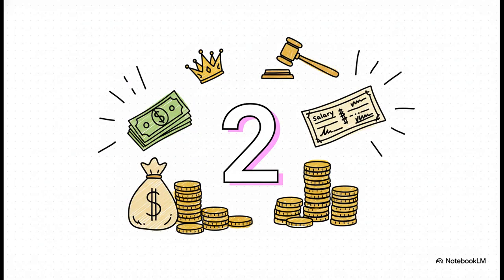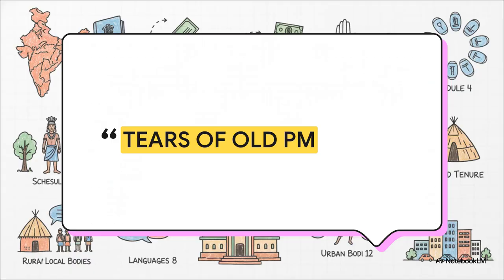Schedule 7, federal lists. Schedule 8, official languages. Schedule 9, land reforms. Schedule 10, defection. Schedule 11, panchayats. And last one, Schedule 12, municipalities. Perfect. Okay, let's burn this into your long-term memory.